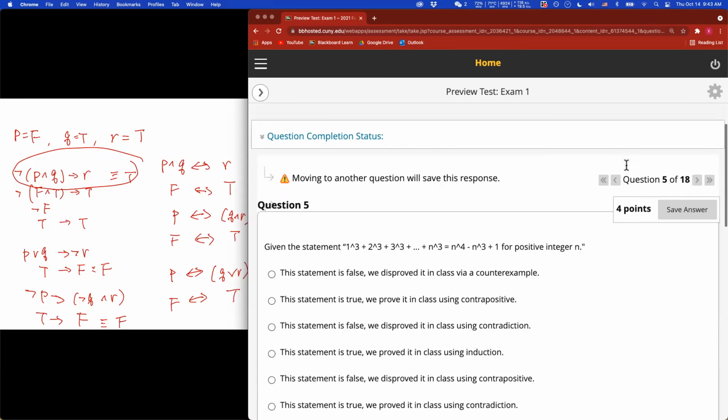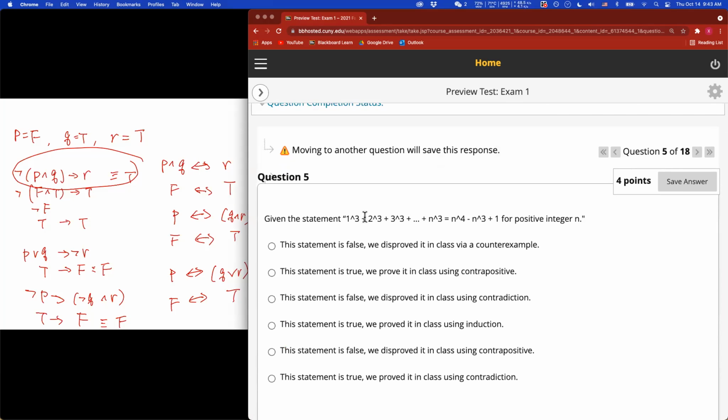Okay, let's move on. If you look at this example, 1^3 + 2^3 + 3^3 + ... + n^3 = n^4 - n^3 + 1 for positive integer n. We know this statement is false, and we show it through a counterexample. When n equals 3, this is false.